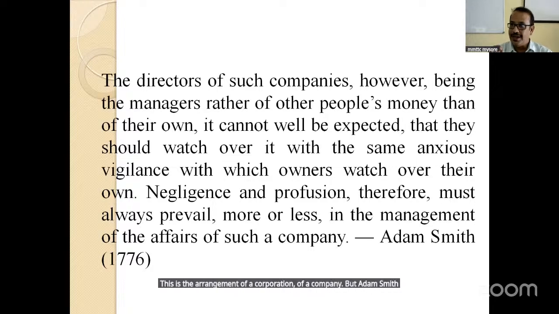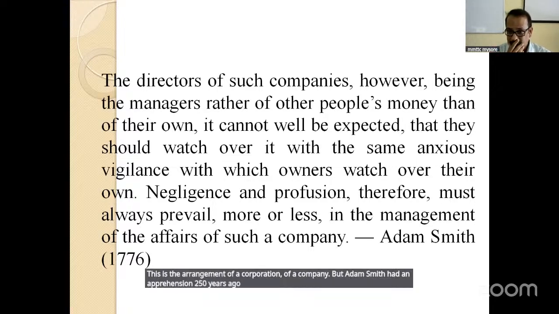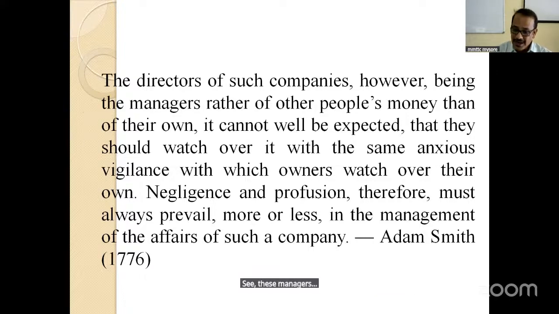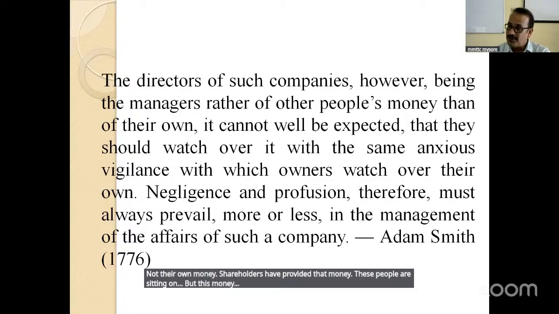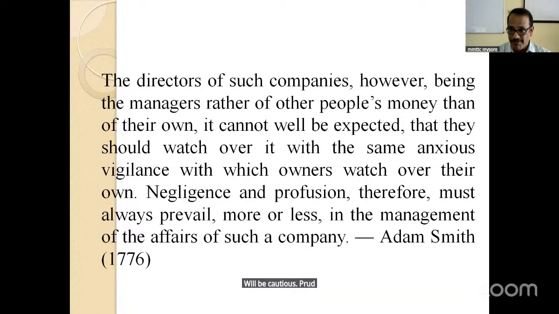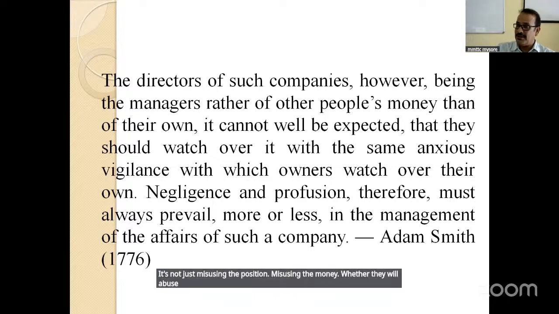But Adam Smith had an apprehension 250 years ago. What is that apprehension? See, these managers are riding on somebody else's money, not their own money. Shareholders have provided that money. These people are sitting on others' money. Now, the million-dollar question is whether these people sitting on somebody else's money will be cautious, prudent enough to see that that money is put into good use. Or else, will these people become negligent? When you are sitting on somebody else's money, will they abuse that position? It's not just misusing the money, whether they will abuse that position. That is what he said.